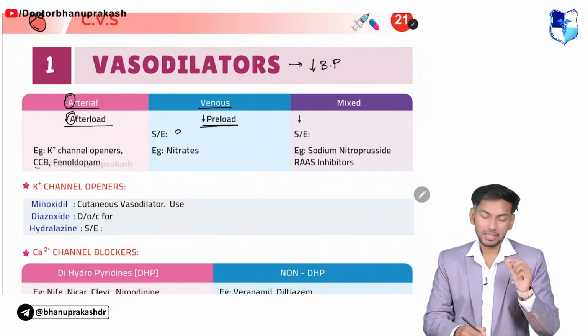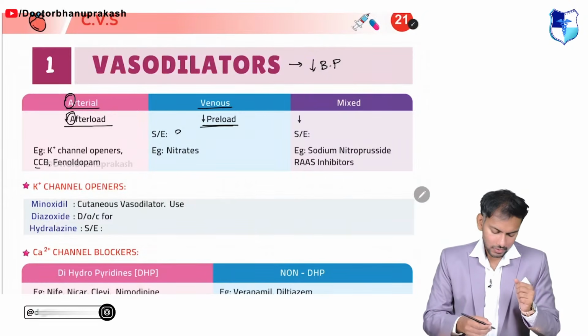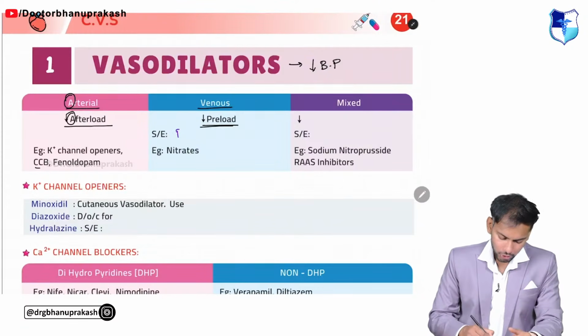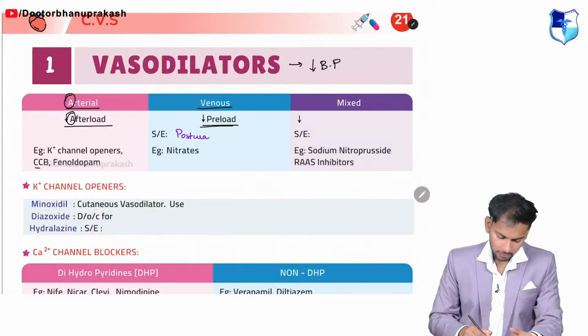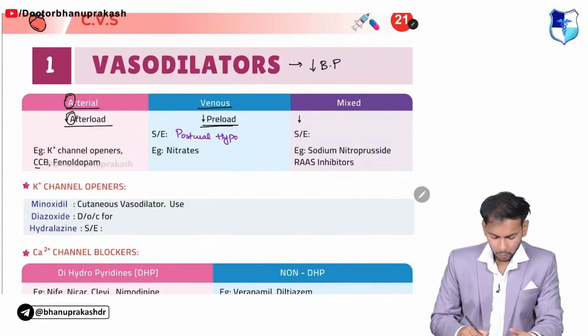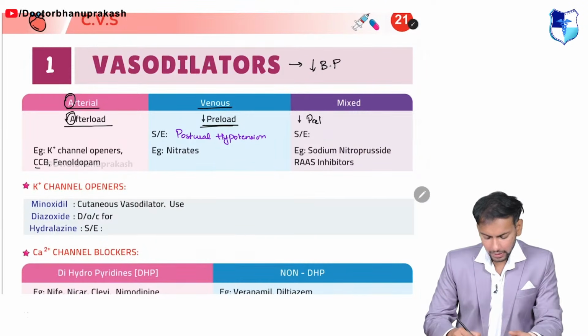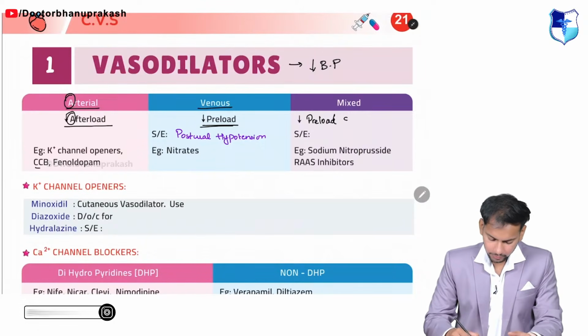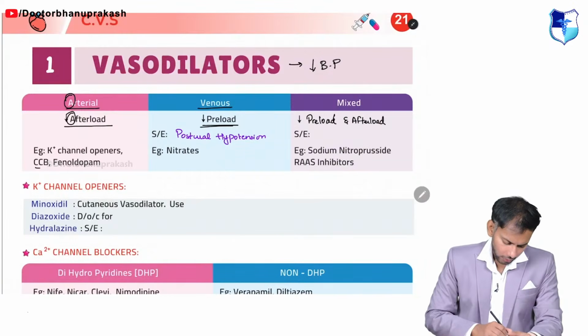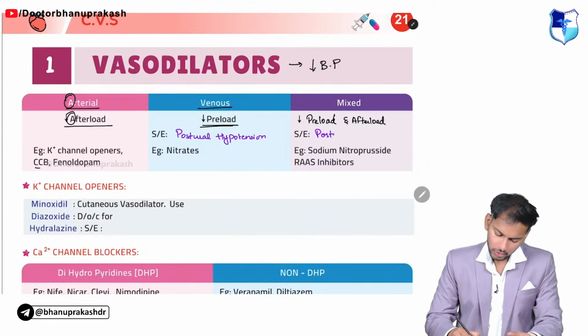Now, whenever a drug decreases preload, it causes a side effect known as postural hypotension. Even mixed dilators will decrease both preload and afterload because they dilate both arteries and veins. So here also you will have the side effect of postural hypotension. Why? Because there is venous dilation.